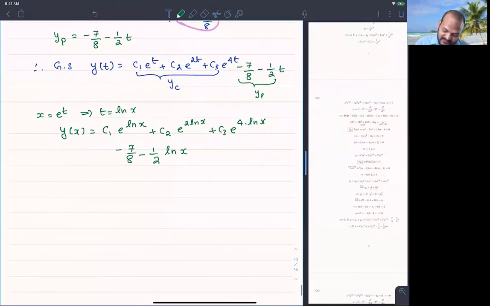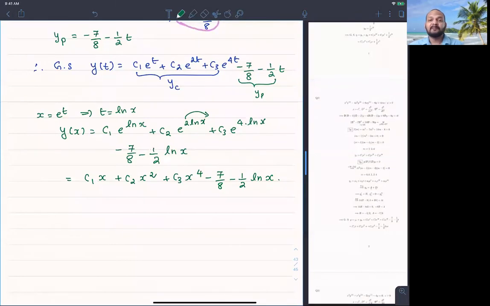So if I rewrite this, the solution would be c1 x, because exponential functions are inverses of logarithmic functions. And again, this is a logarithm, so I can bring the power there as x squared, and then the exponential function, so it's going to be c2 x squared. Then the next one is going to be c3 x to the 4, minus 7/8 minus 1/2 ln of x. And that is how you solve this particular problem. I will stop it right here.